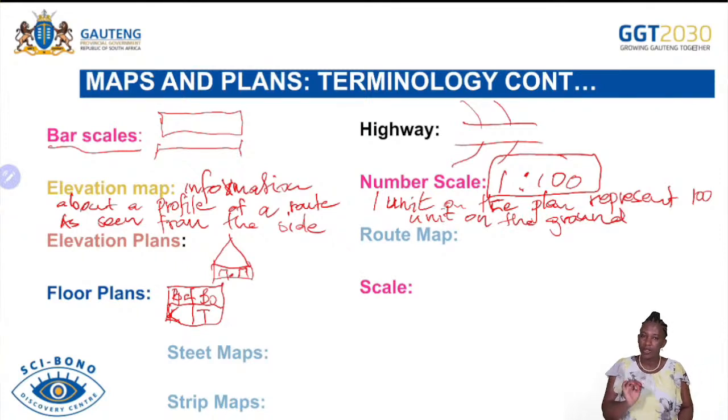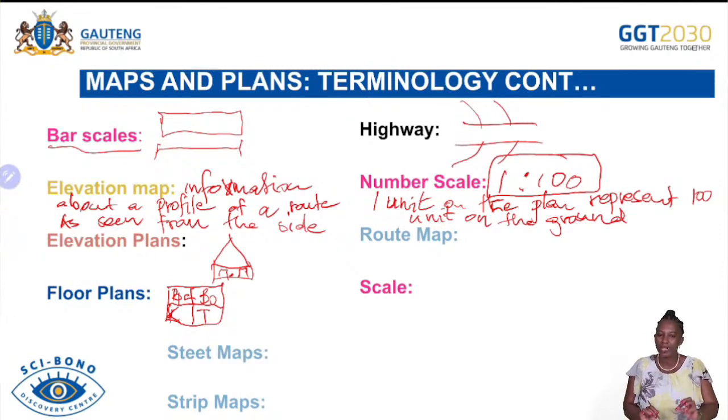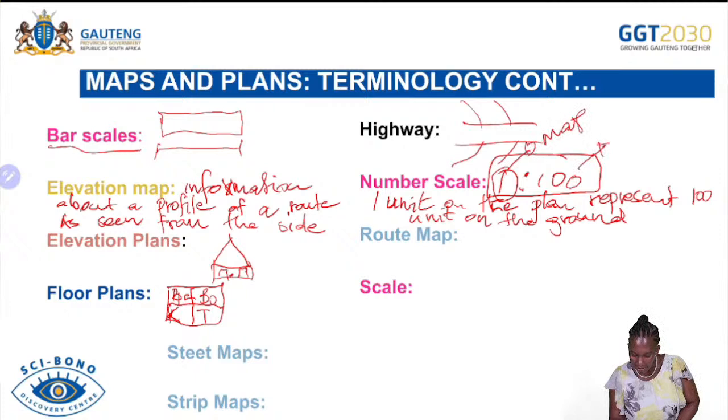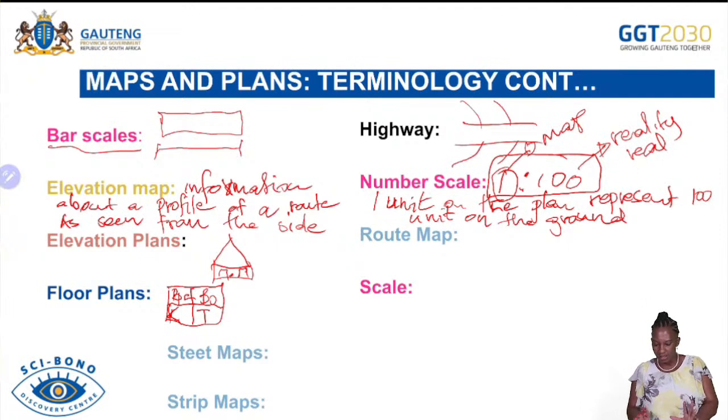Maybe your teacher is giving it to you the other way, but it's still the same. As long as you know that this 1 represents the map unit, and then the 100 represents the reality, or real measurement. So it is the reality of the real measurement.